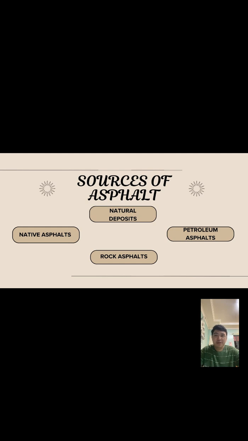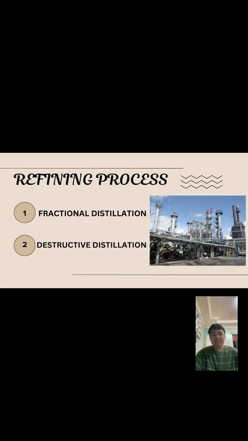Before delving into the properties and applications of different petroleum asphalts, it is important to understand the refining process used to produce them. After discussing the sources of asphalt, let's proceed to the refining process. The production of petroleum asphalts involves two primary refining processes, which are the fractional distillation and the destructive distillation. This process separates and processes petroleum into various products with significant differences in the chemical transformations involved.